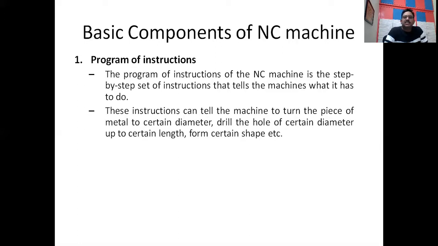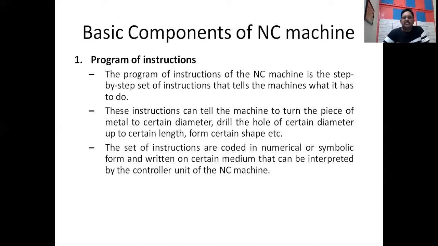So these instructions can tell the machine to turn the piece of metal to a certain diameter, or drill a hole of certain diameter up to certain length, or form a certain shape. So whatever the instruction may be, it will be given. In case of turning, a certain diameter; in case of drilling, a certain hole and certain length; and in case of any other form shape, milling machines and all these things.